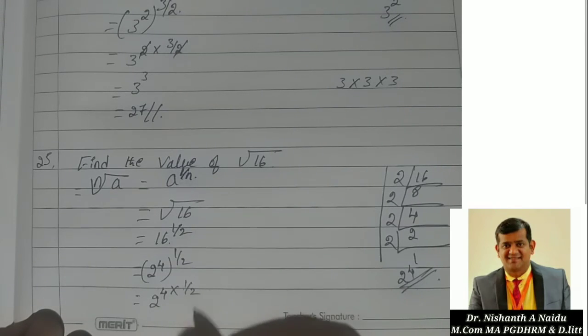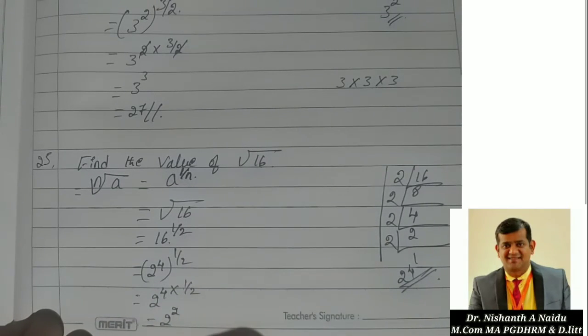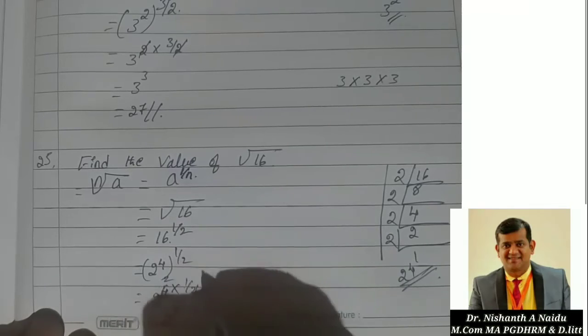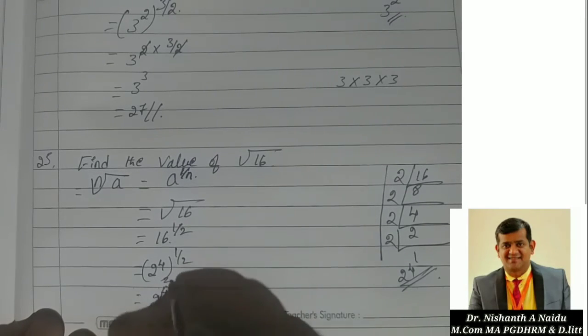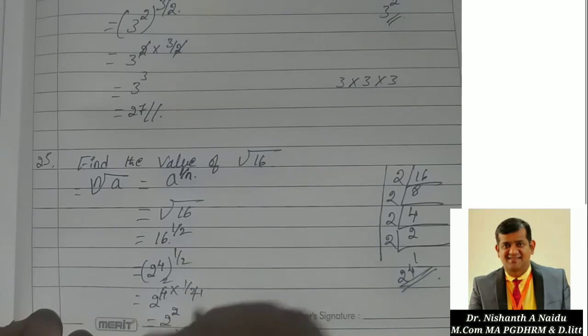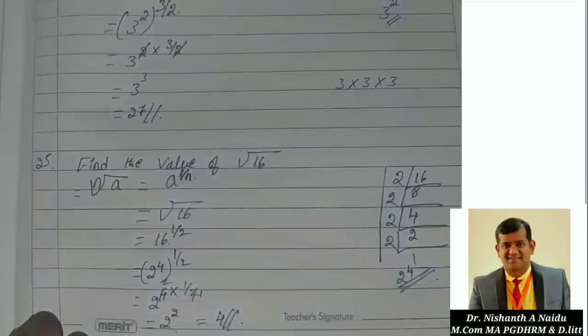Getting confused? Okay. Now multiply 4 into half. When you do this, how much will you get? 2 to the power 2. Correct. If you don't want to go like this, if you want to go directly, 2 ones are 2, 2 twos are 4. So 2 to the power 2 is the answer. Both ways, you will get the same answer. So 2 to the power 2, that is 2 twos are 4. So the ultimate answer for this is 4.